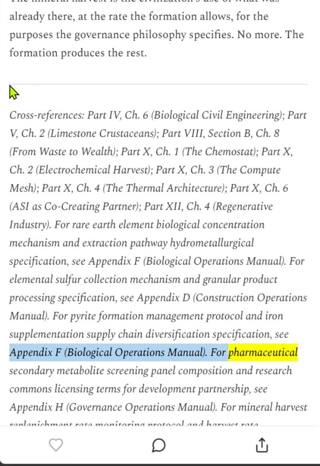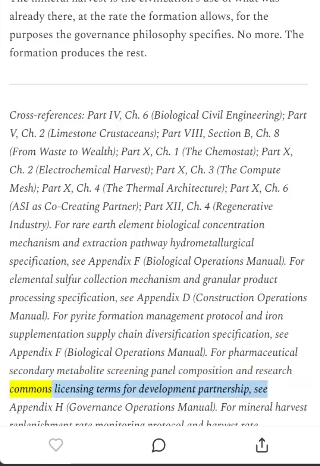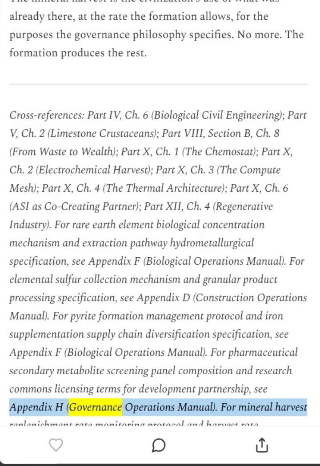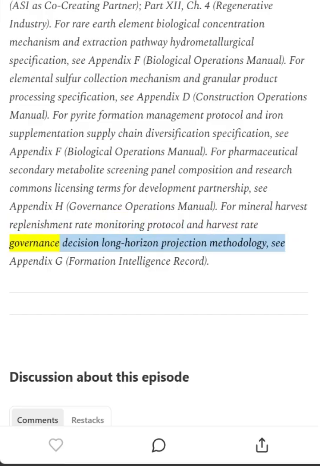4 Pharmaceutical Secondary Metabolite Screening Panel Composition and Research Commons Licensing Terms for Development Partnership. See Appendix H, Governance Operations Manual. 4 Mineral Harvest Replenishment Rate Monitoring Protocol and Harvest Rate Governance Decision Long Horizon Projection Methodology. See Appendix G, Formation Intelligence Record.